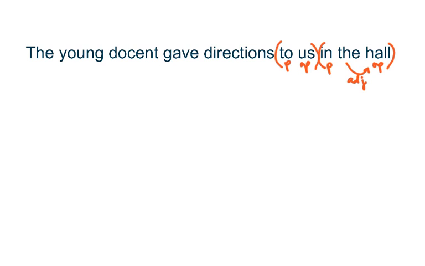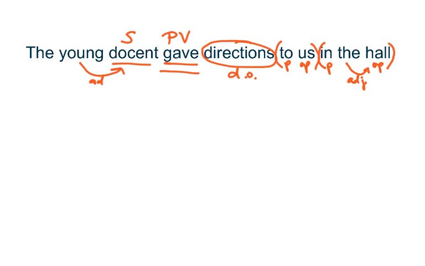So let's look at the rest of the sentence now. The young docent gave directions to us in the hall. What is this sentence about? Docent. What did he do? Gave. That is an action verb, so we'll call that our predicate verb. What did he give? Directions. Direct object, we have a transitive verb. So we need to mark the and young. Young. What does that describe? Docent. Adjective. The describes docent. Adjective.